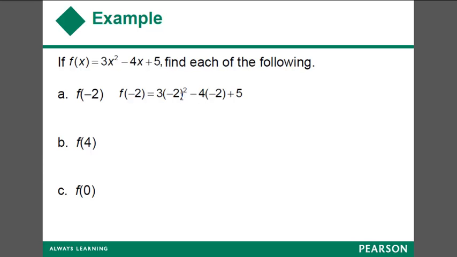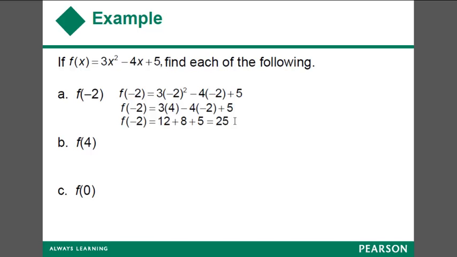The negative 2 squared becomes 4, and then I can multiply 3 times 4 will give me 12. Negative 4 times negative 2 gives me 8 plus 5. 12 plus 8 is 20 plus 5 is 25. So f of negative 2 is 25. This actually gives me a point on a graph. What it does is says that where x is negative 2, y is 25. So my point would be negative 2, 25.